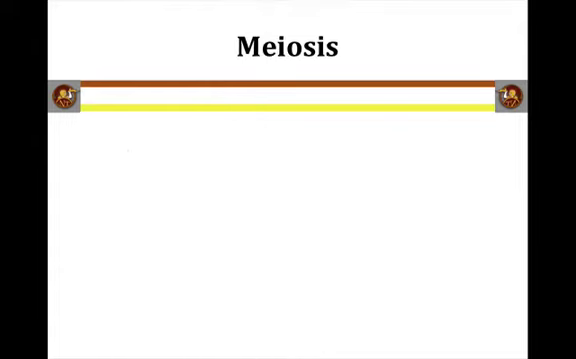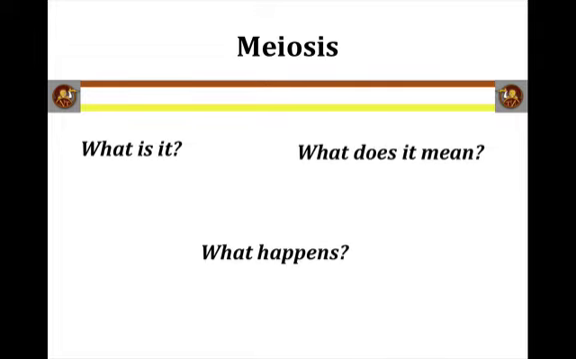Okay, so that's mitosis. Mitosis takes place in all of your body cells except for your sex cells. So just like when we started with mitosis, we had 3 different things to write down. We have 3 different things for meiosis. What is it? What does it mean? And what happens?